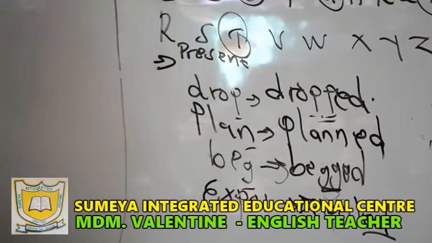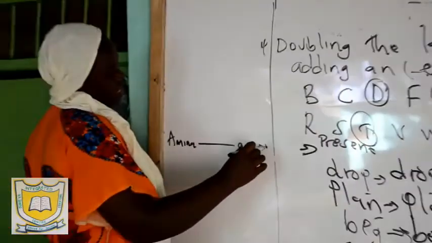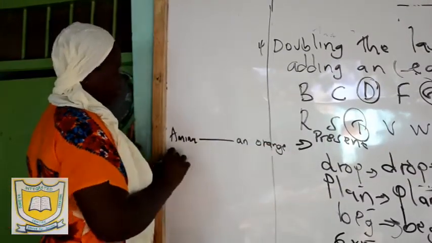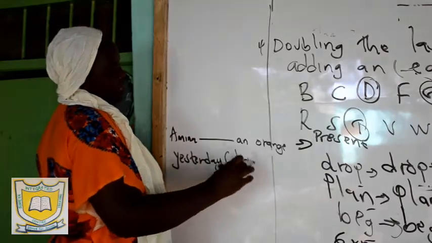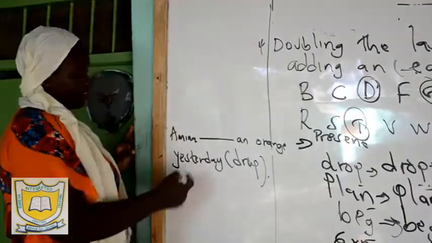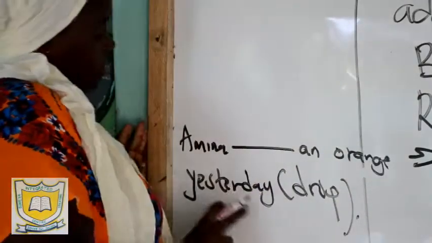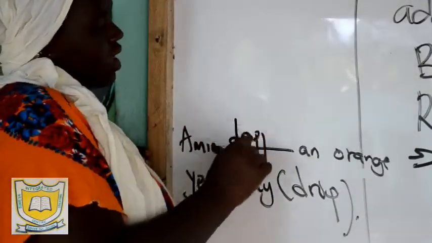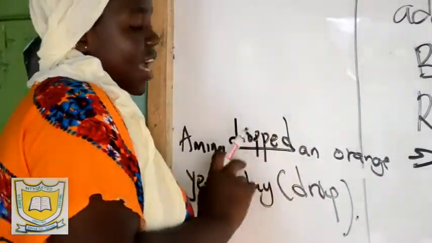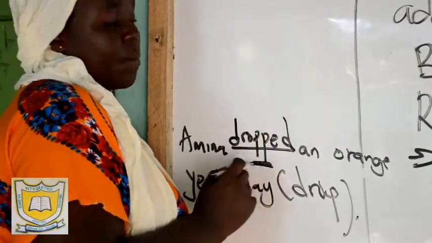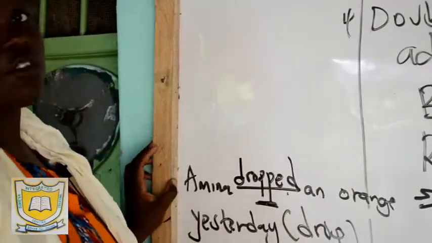Now, example in a sentence, they can say, Amina dashed an orange yesterday. And then the word in bracket is drop. So they want the past tense: yesterday, today, yesterday. Today is the present tense, past tense is yesterday. So they say the correct form of the verb in bracket, then it's going to be dropped. You're having a D, an R, an O, then you are doubling the P, which is the consonant, and then adding an ED to form its past tense.